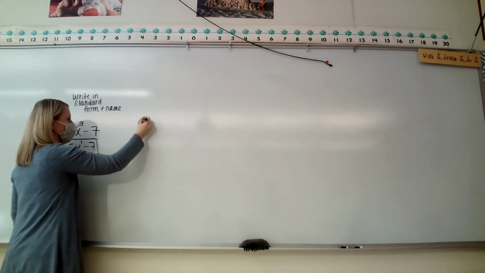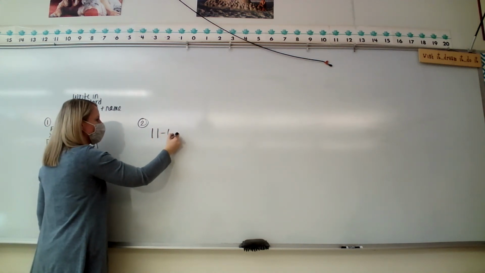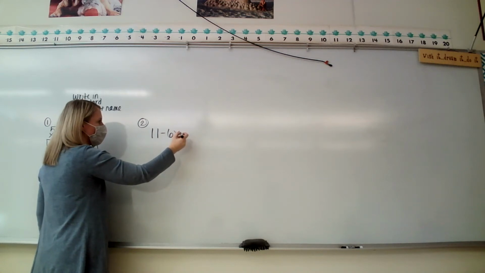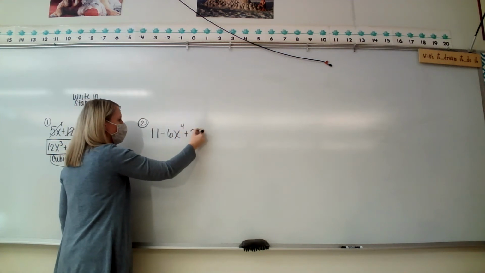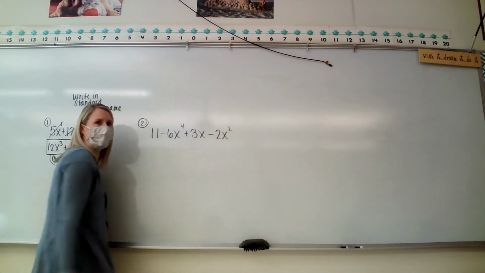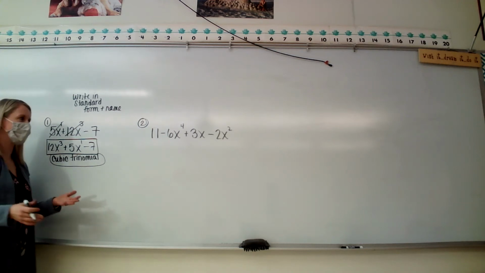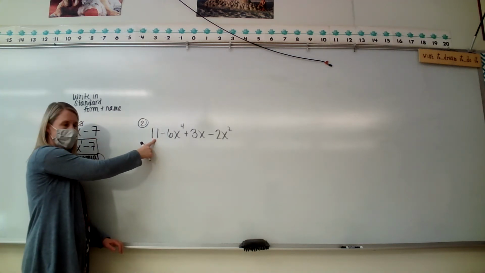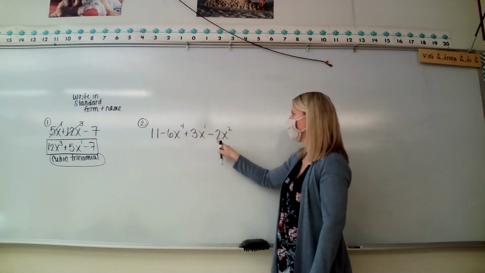Number 2. Let's do 11 minus 6x to the 4th plus 3x minus 2x squared. Okay, we should be good. So if I said standard form, I'd say, okay, I can rearrange these and just put them in order. So the order is we're looking at the exponents. Just make sure we call that a constant, just a regular number. We say this is to the 4th, this is to the 1st, this is to the 2nd.